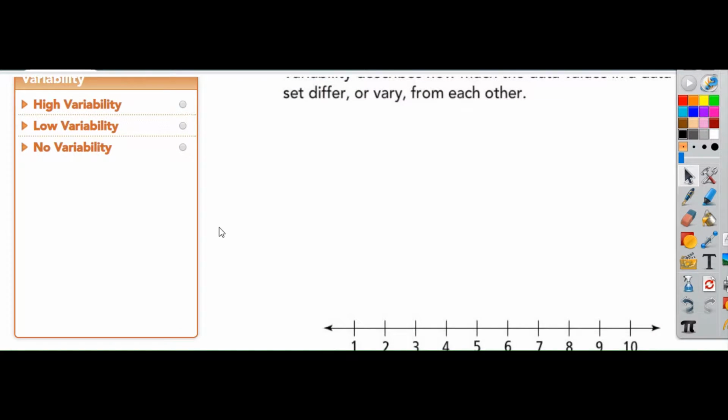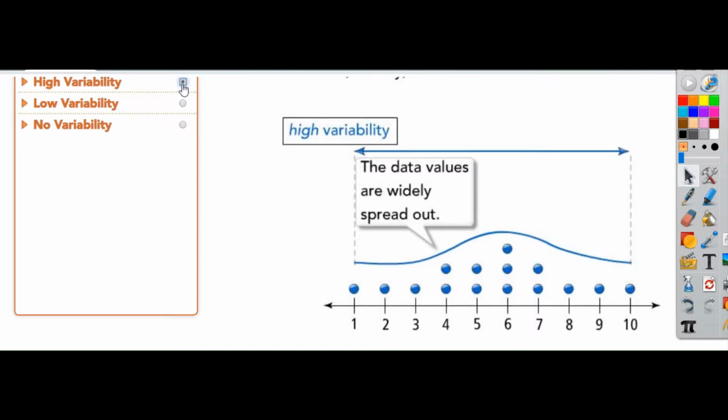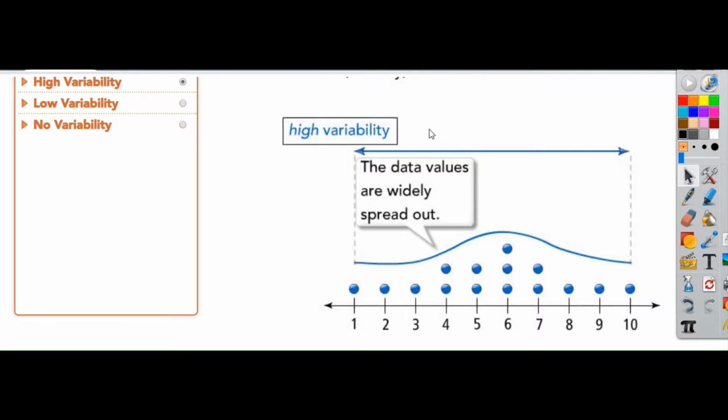So we kind of talked about this a little bit. So high variability, what is high variability? High variability is basically when your data points vary highly. So if you look at this spread, we can see that the variability ranges from 1 to 10. So this will be considered high variability because our data points are more spread out. So since our data points are more spread out, we can say that this has high variability.